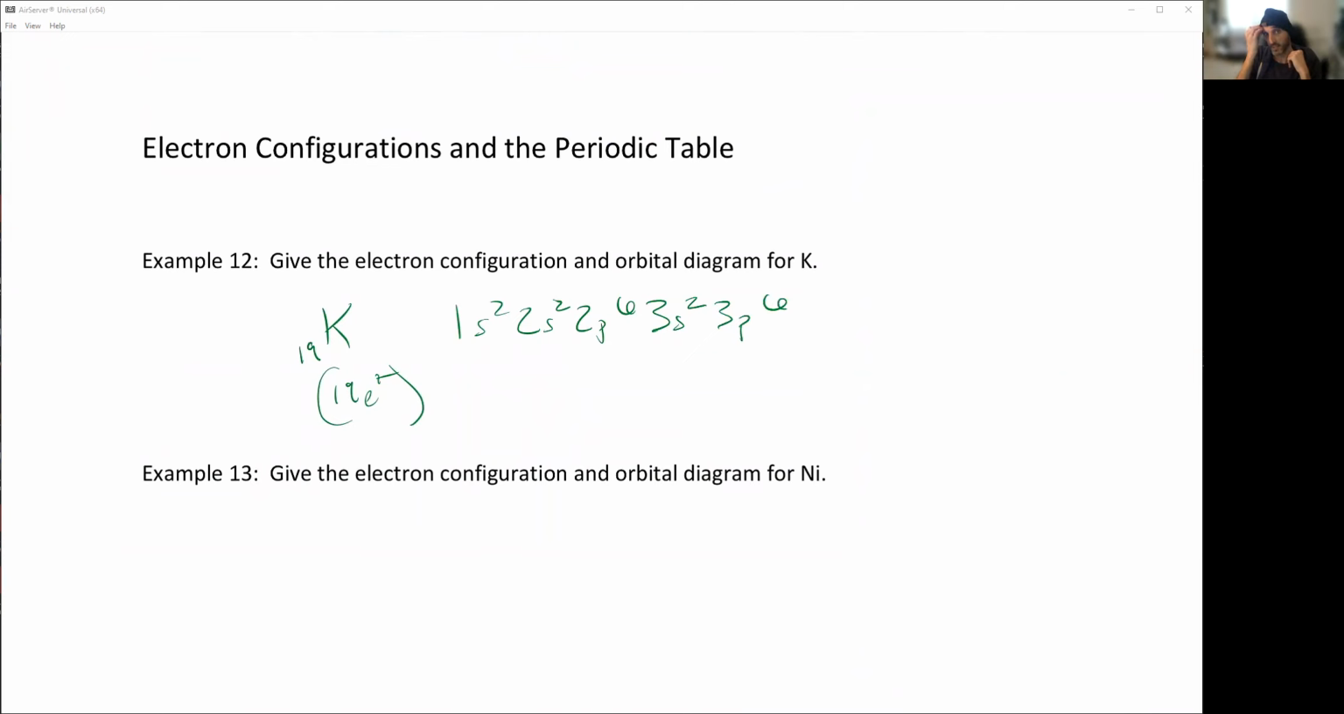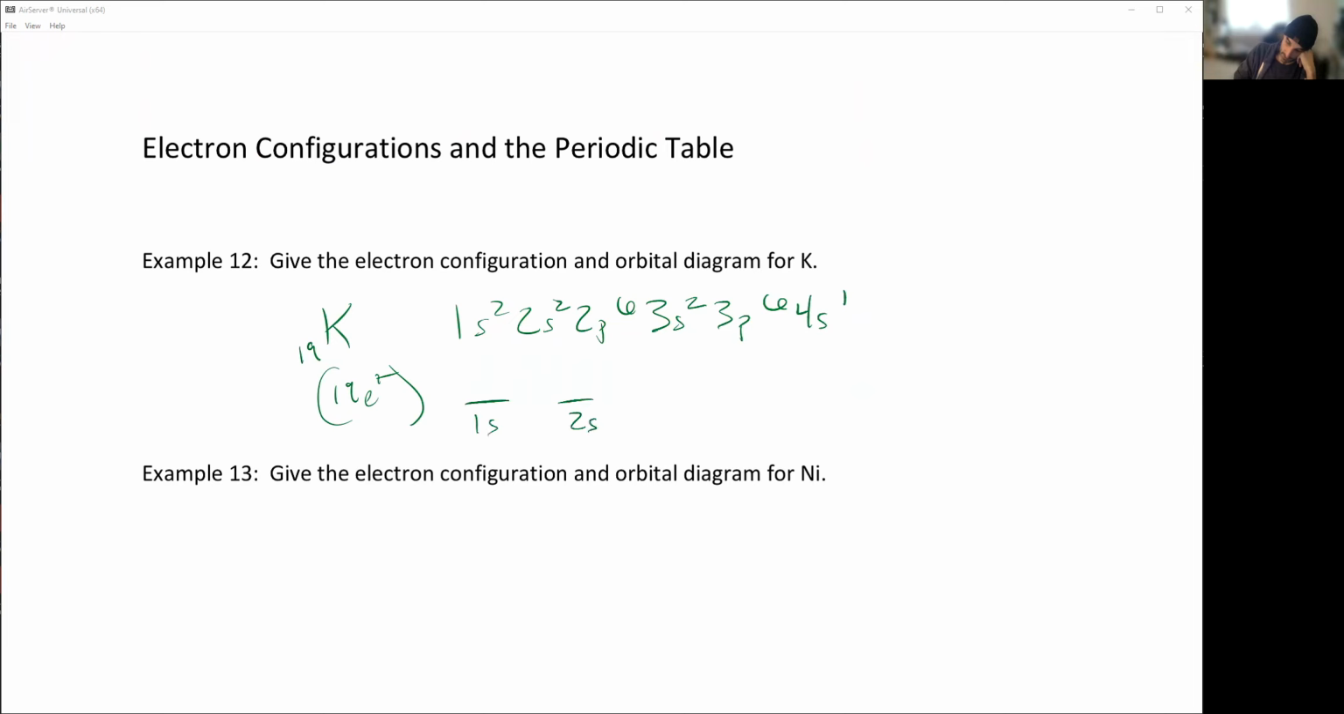How do I know 6 electrons go in there? Count the number of elements. Each element gets 1 more electron, so add 1 more electron. And then finally, 4s1 for the total number of electrons. So that's it. That's the electron configuration of potassium.